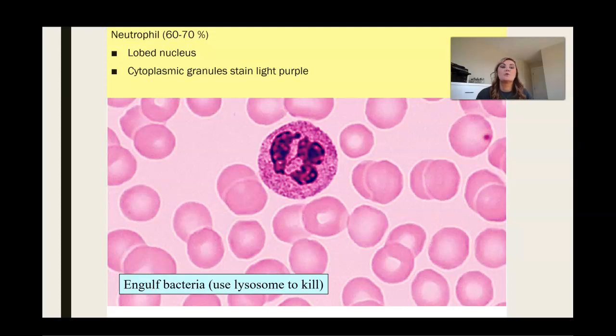All right, so with the neutrophil, one of its main jobs is to engulf bacteria. And in order to do this, it's going to use its lysosomes, which are going to be in here, and that's what makes it look really grainy, to actually kill these bacteria once they engulf the bacteria.